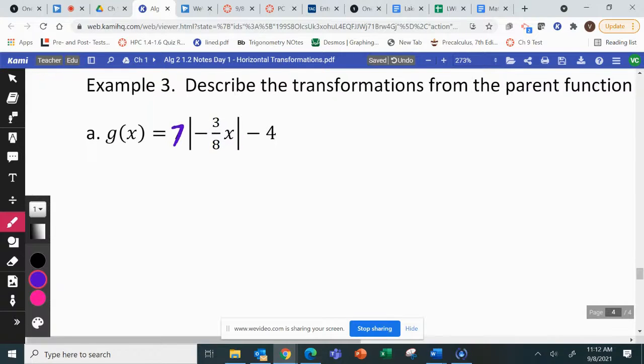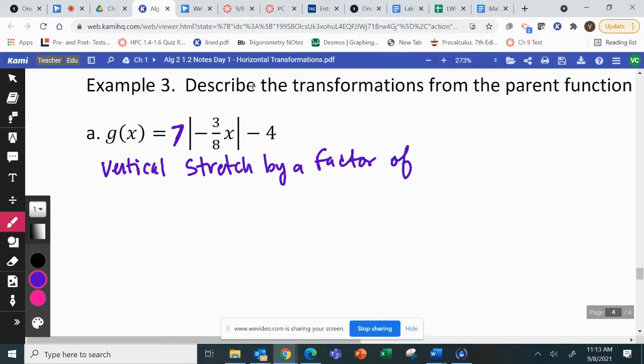If we are multiplying, it's going to be a stretch or shrink. 7 is multiplying. It's going to be a stretch or shrink. Is it vertical or horizontal? It's on the outside, so it's vertical. So it is vertical. And you guys already told me stretch by a factor of 7.